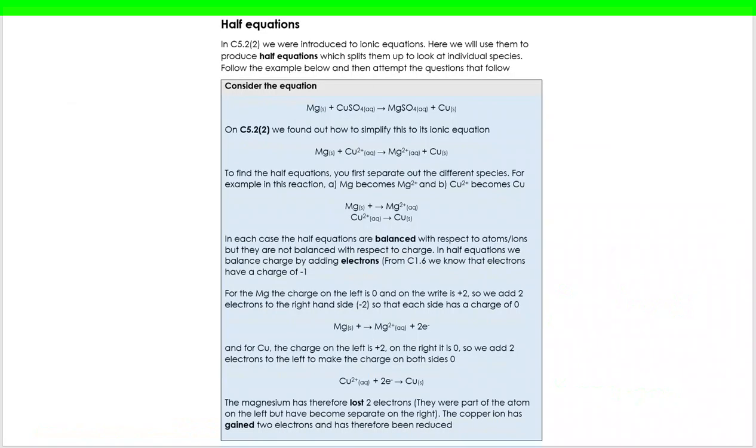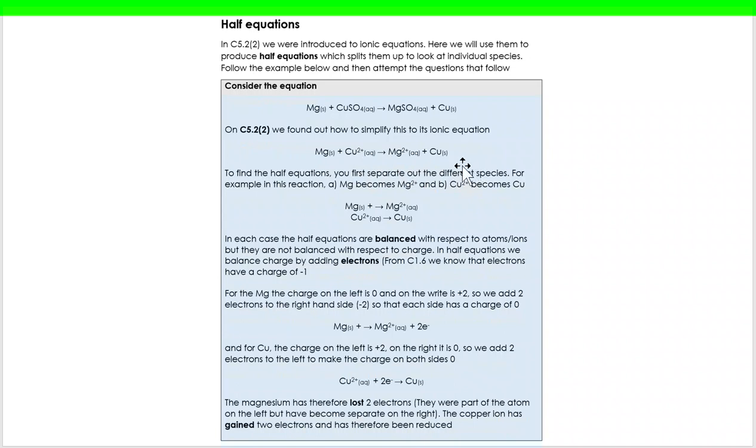Okay, we're going to finish off by looking at half equations. Now, these take a step beyond what we did with the ionic equations earlier. So we can see here that from earlier in the video, we've taken our magnesium and copper sulfate, changed it to magnesium sulfate and copper. We've reacted, and I have simplified. I've broken down into ions where I can.